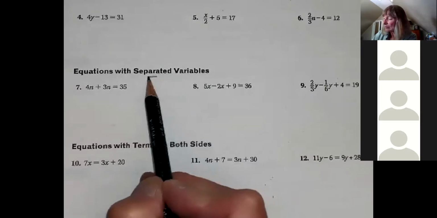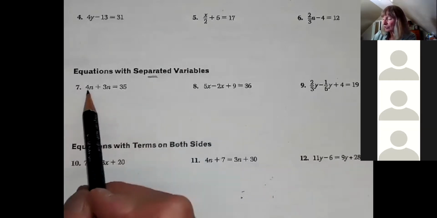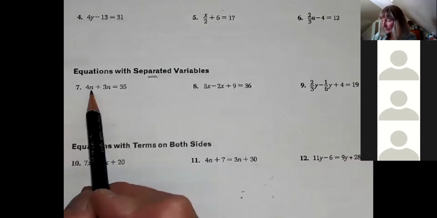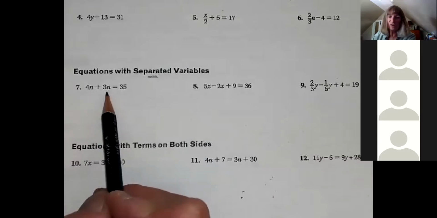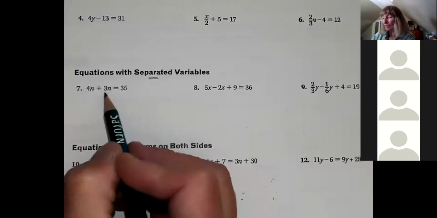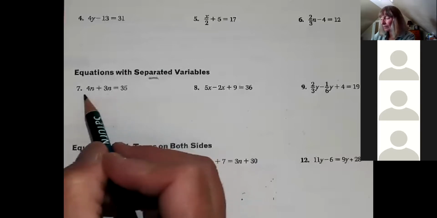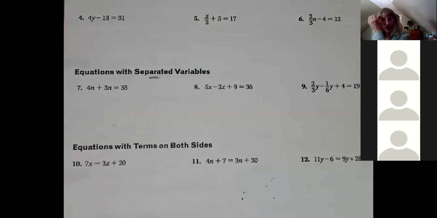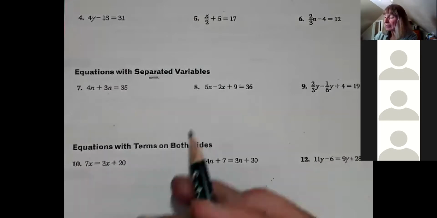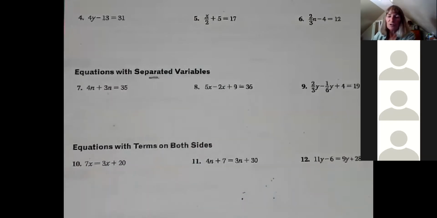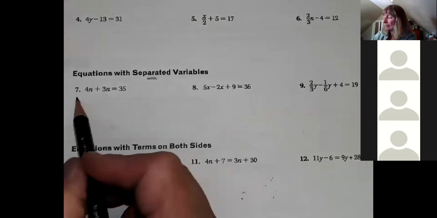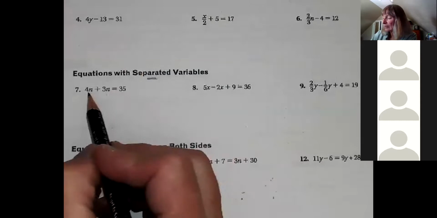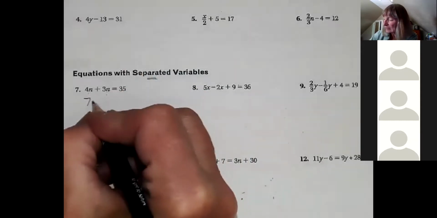Separate variables. So here's one term with the variable n, a second term with the variable n, and they're both on the same side of the equation. So we can combine them. It's called combine like terms. And you want to do that first before you do anything else when you're solving an equation. Combine the like terms. So I have 4 n's, 3 more n's makes 7 n's altogether.